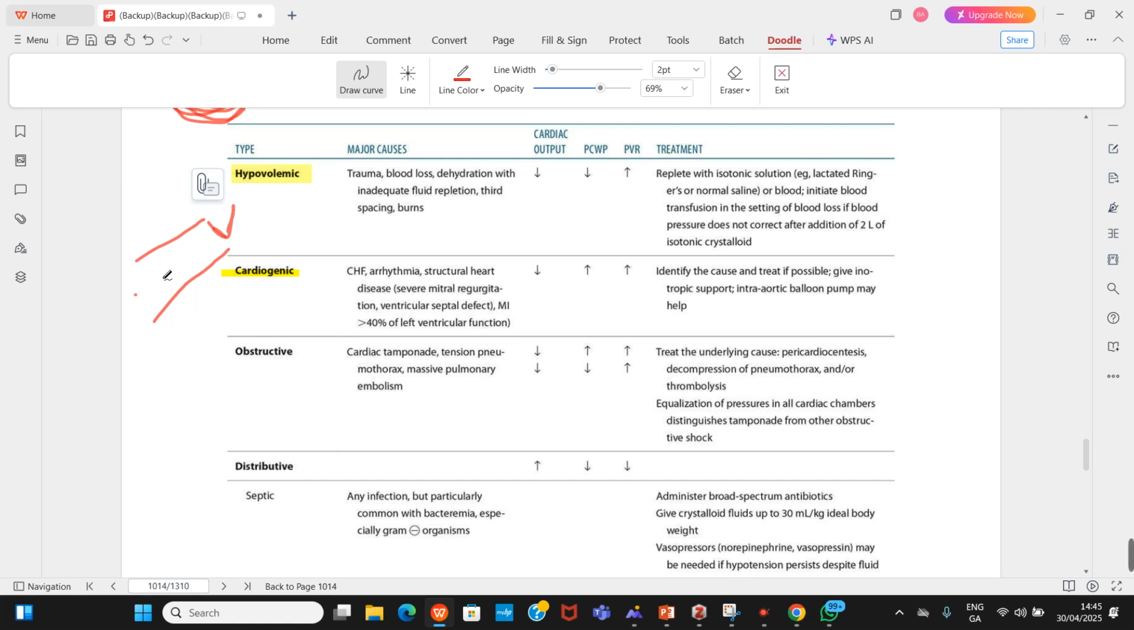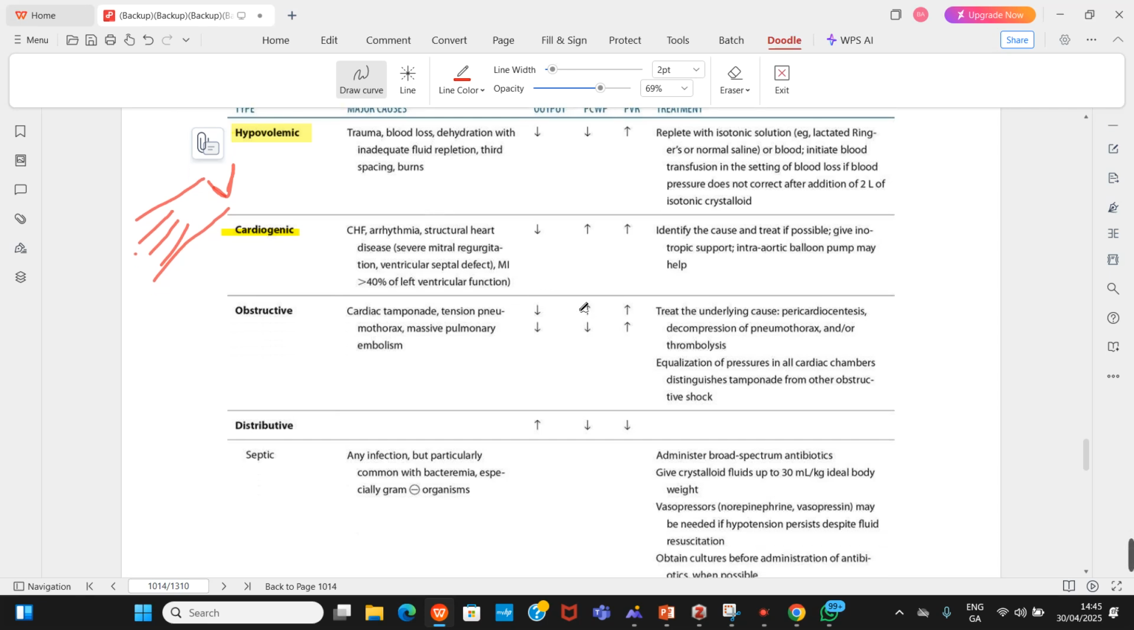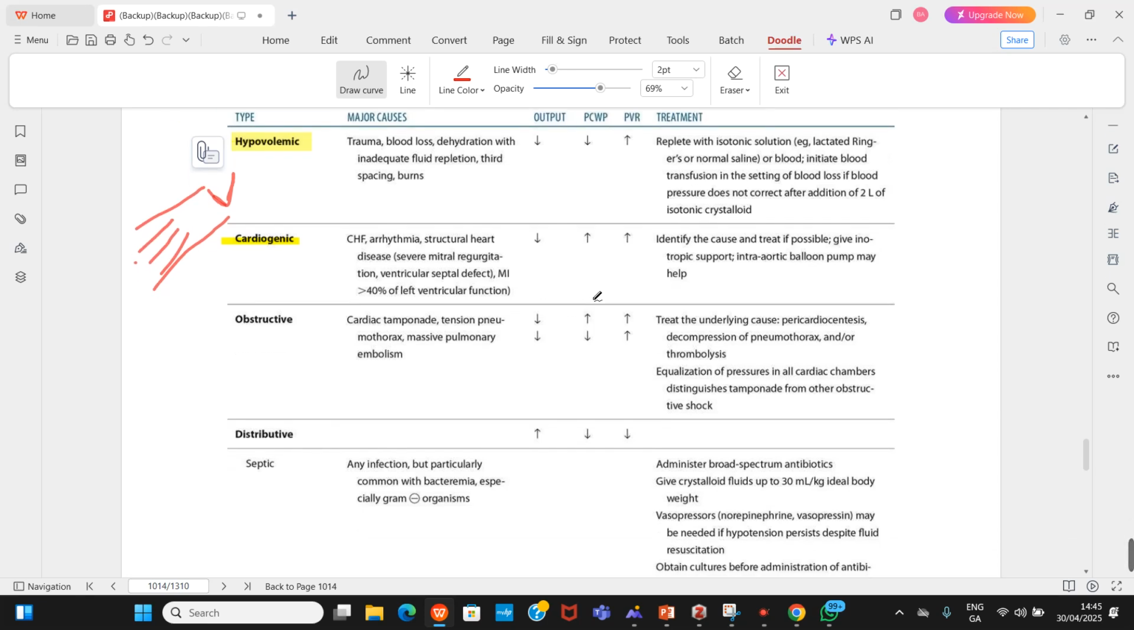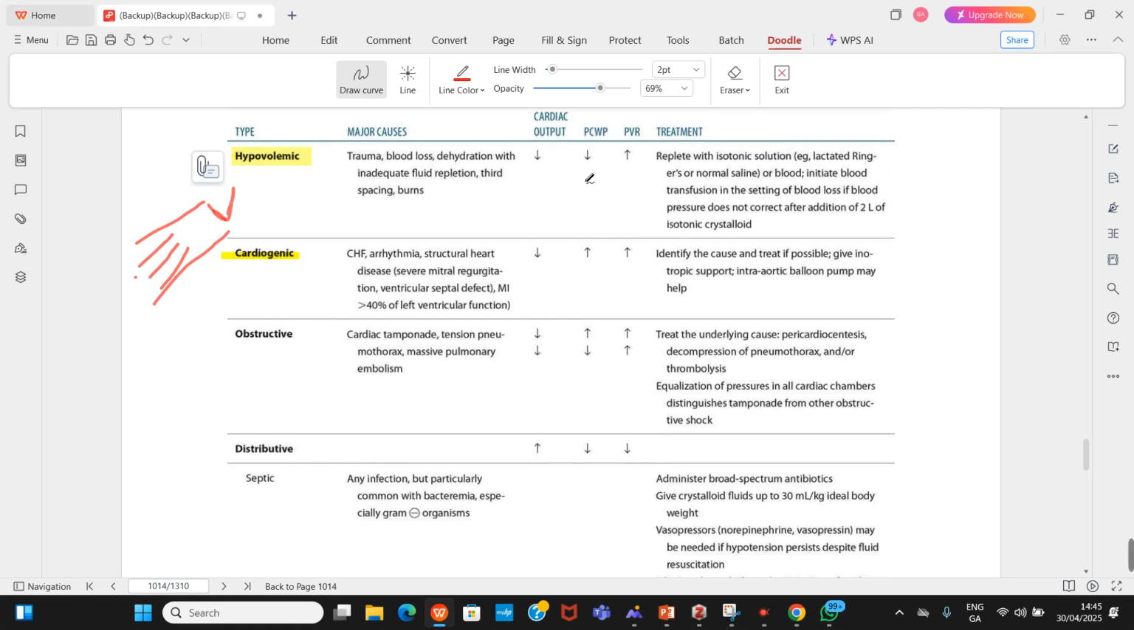So it means that if I have a pathology that is causing venodilation, there's going to be a lot of blood pooling within these vessels, and there's going to be a reduction in the blood flow back to the heart. So it means that in somebody with septic shock, there's going to be a drop of both the PCWP and the CVP, but cardiac output is going to be increased.